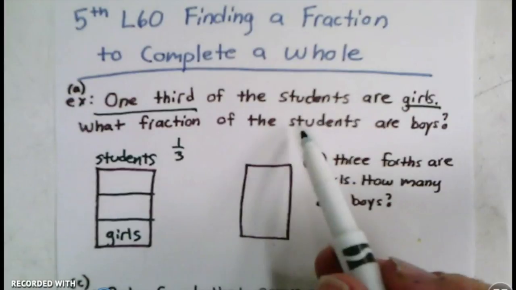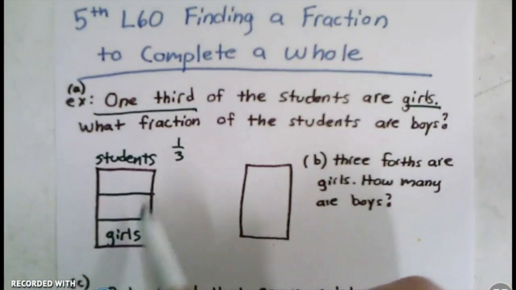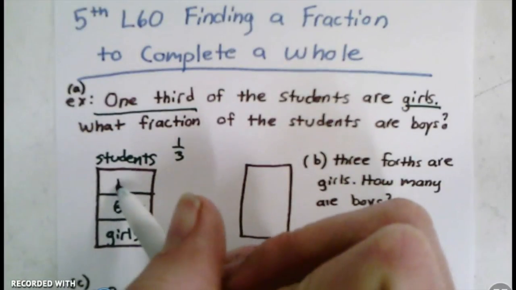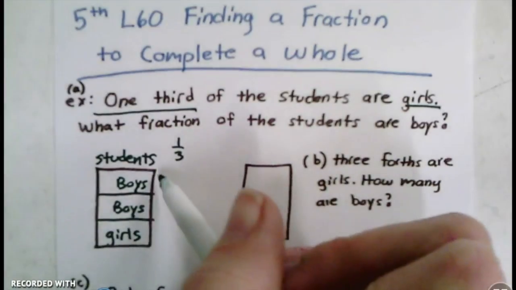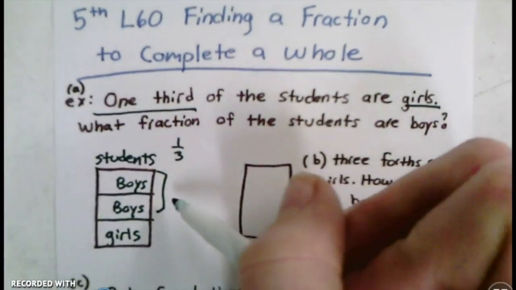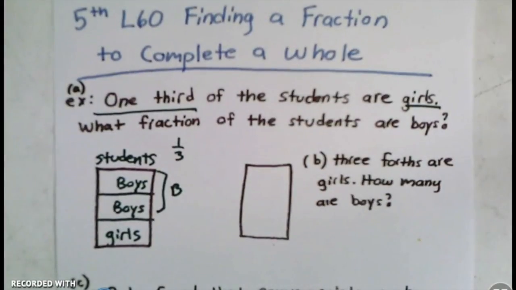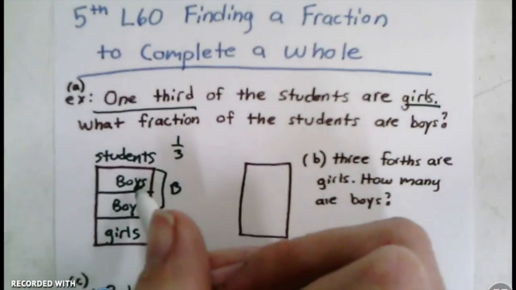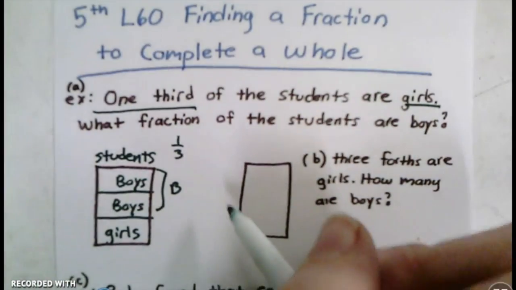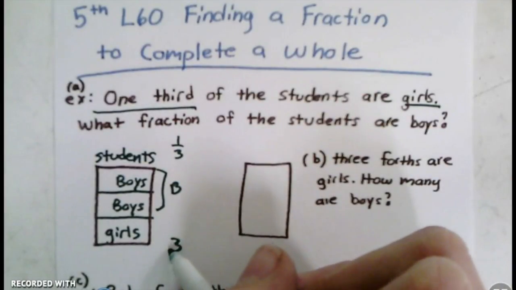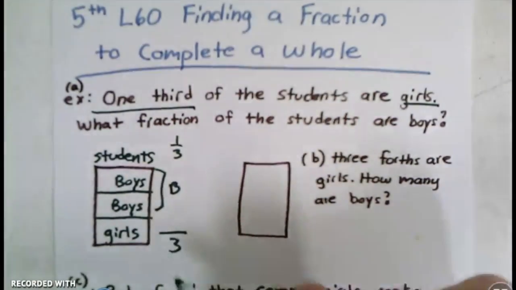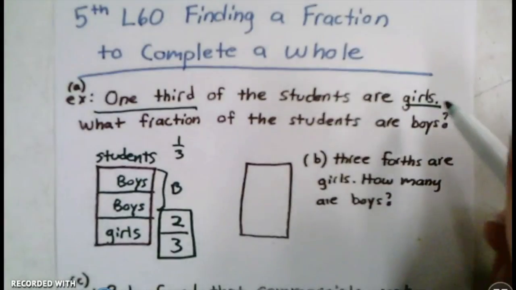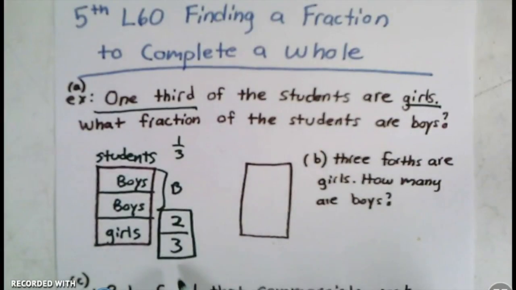So I want to know what fraction of the students are boys. So if 1/3 are girls, then I can assume that this one and this one would be boys. Or I could also show that by just doing that and doing boys out here. So if I were to write a fraction representing this, then I would say my denominator is still going to be 1, 2, 3 because the total amount of parts are 3. And out of those 3 parts, 2 are boys.